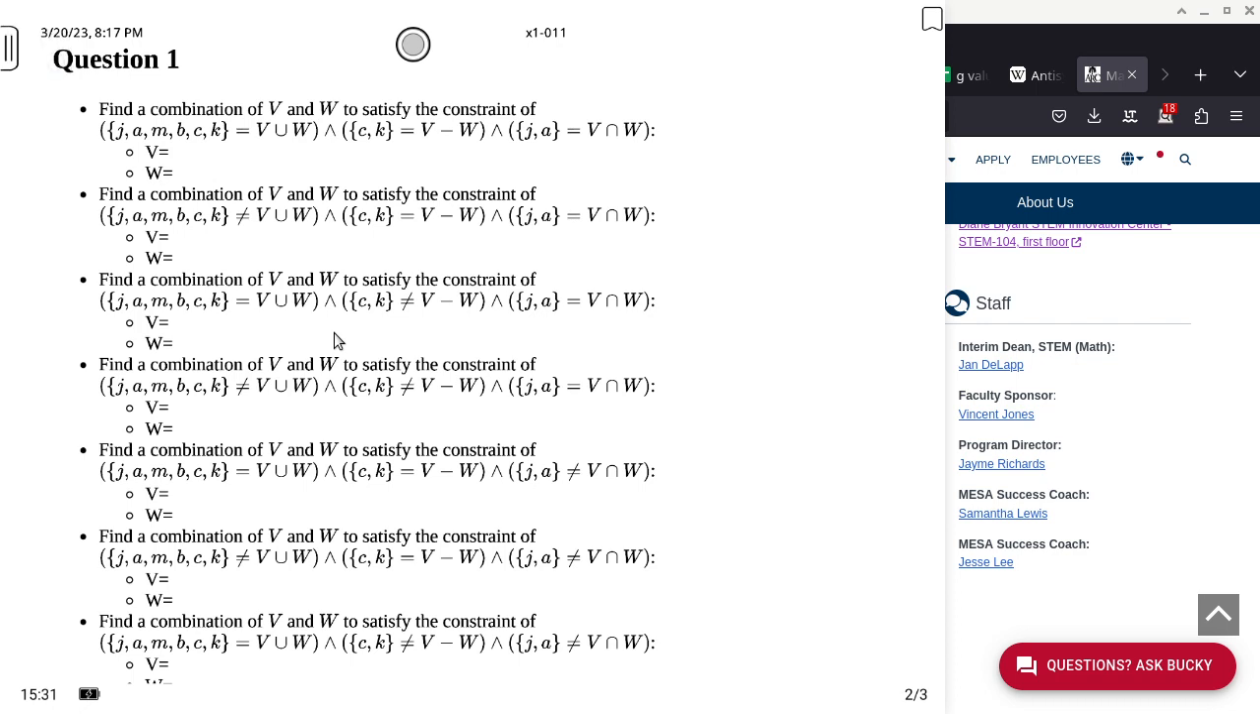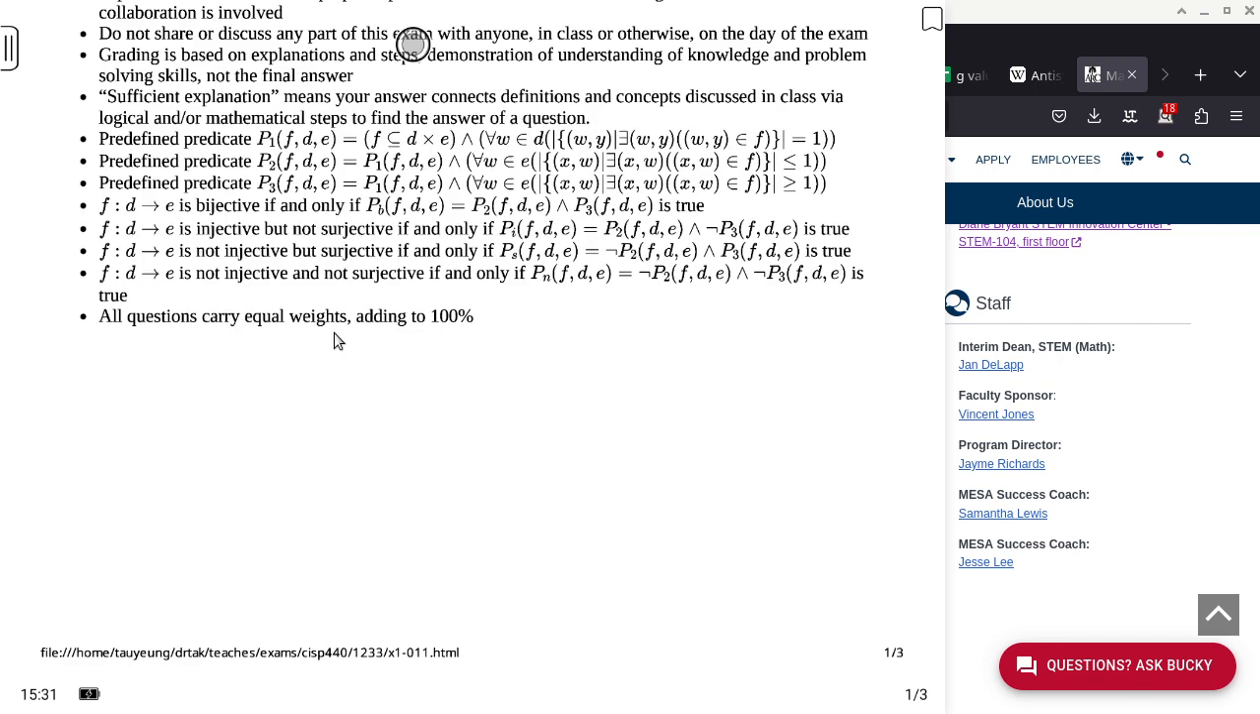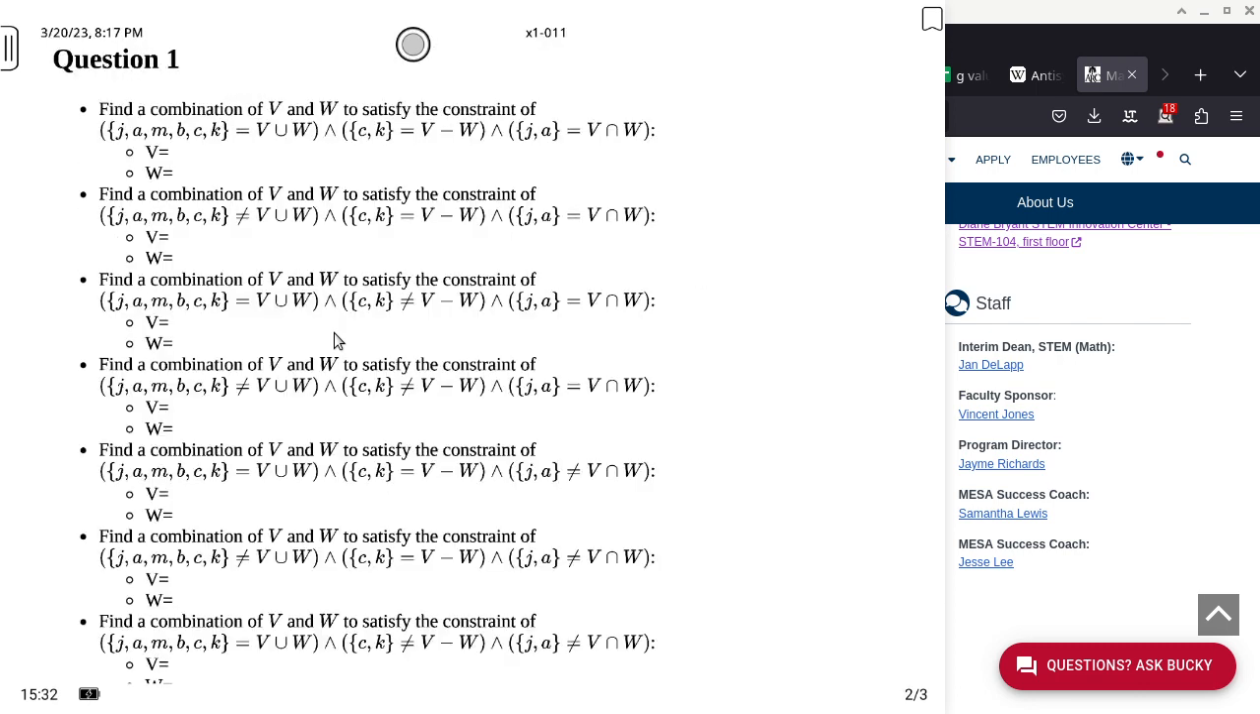With the first one, it just misunderstood that I wanted to go back to the previous page. So with this one, it says find a combination of V and W to satisfy the constraint. We want the union to be exactly J, A, M, B, C, K in this case. We want V minus W to be just C and K, and we want the intersection to only contain J and A. So how would you approach this question?